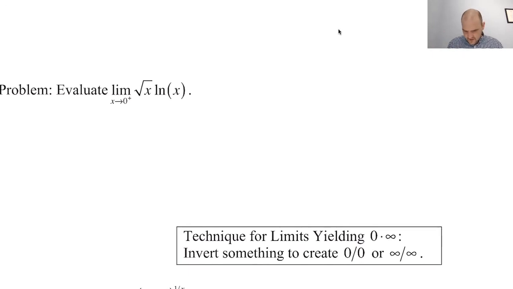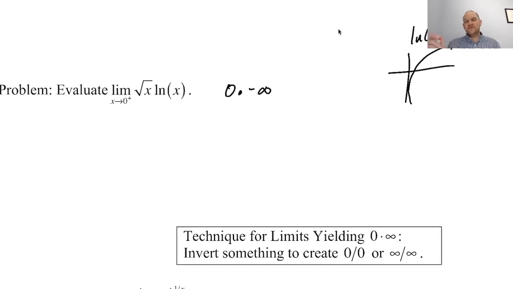So the square root of 0 is 0. And then natural log, if you graph it, looks like this, right? So that's going to approach negative infinity. So this is another scenario, right? We have 0 times negative infinity. I want to invert something. I can invert either of them.